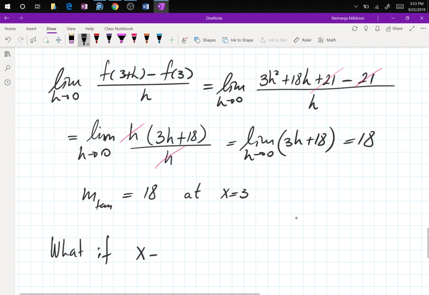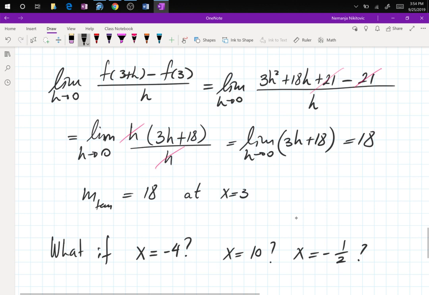What if x is negative 4? What if x is 10? What if x is negative 1/2? Right? We have to recompute the entire problem every time from scratch.